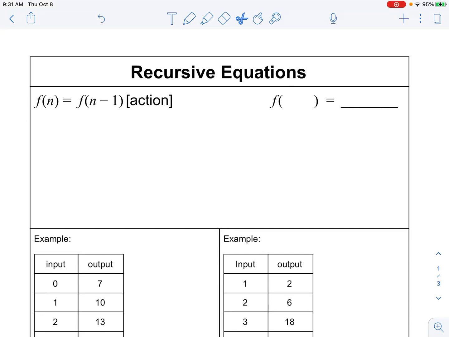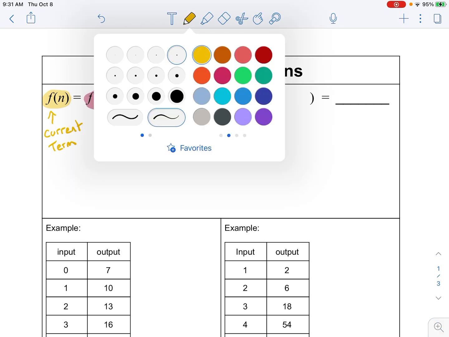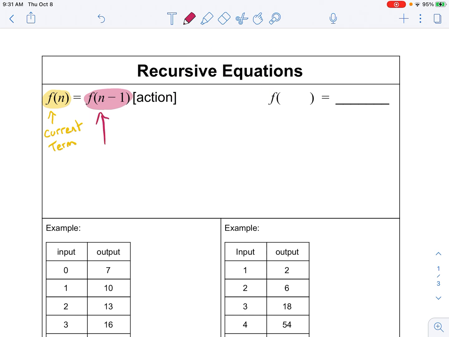All right, we're looking at recursive equations first. In a recursive equation, we have our output that we're looking for. So this is the current term. And then that equals the previous term. F of n minus 1 is the previous term. And then our action. So what happens to it?